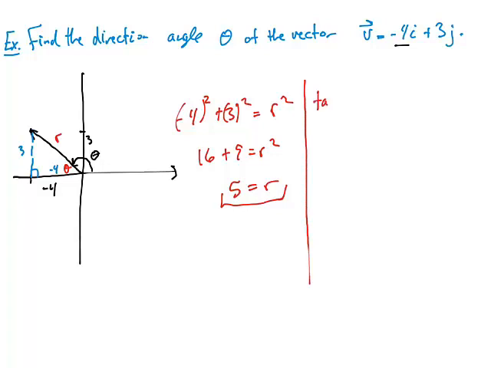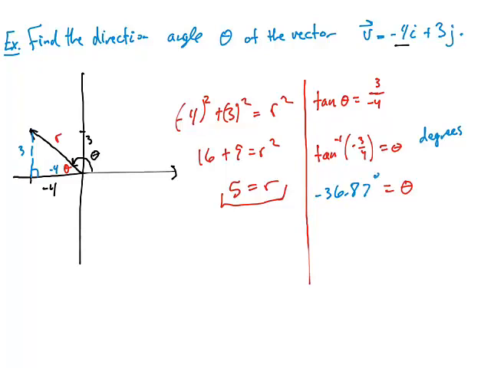Oftentimes we'll say tangent of theta, tangent is opposite over adjacent. So to figure out what theta is, we're going to do tangent inverse of -3/4, and that will equal theta. We need to use the calculator here, and make sure your calculator is in degrees. When you type this into the calculator, you get -36.8698, so let's call it -36.87 degrees.